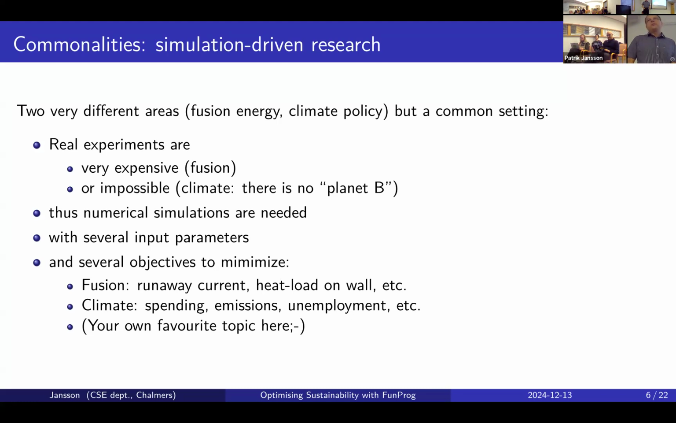So in many cases, you have several input parameters, and you have also several what I call objectives. I will just talk about objectives as that number coming out of a simulation. So it's something we want to minimize. It could be, in the fusion case, stresses on the wall, the heat load on the wall, the currents that are running, things that you want to keep low to not destroy the experiment. In the climate case, the spending for doing some climate intervention, the emissions, perhaps unemployment, these kinds of things you want to minimize. And I'm sure you can make up your own favorite topic here, where multi-objective optimization is important. You want to buy something which is both good and cheap, things like that.